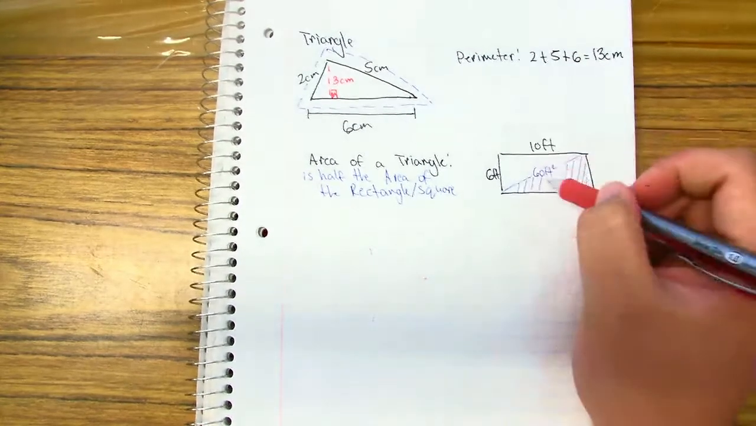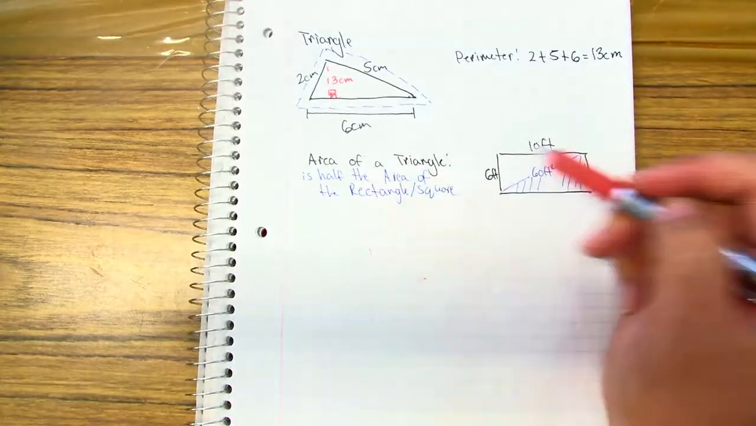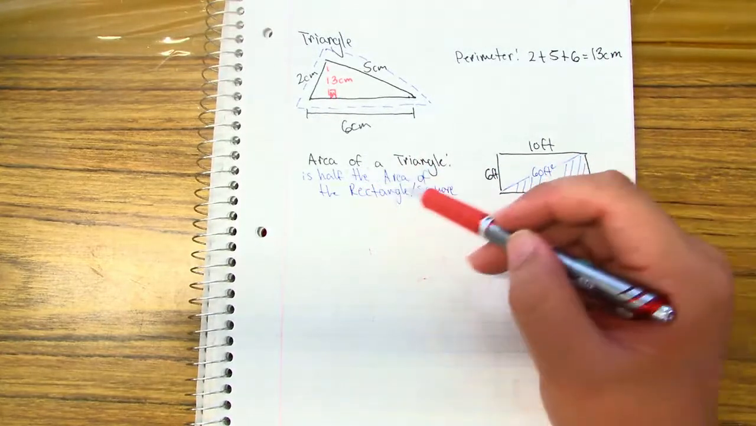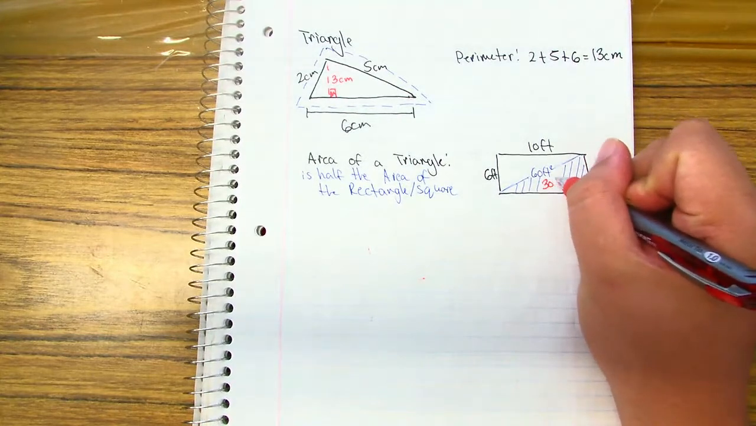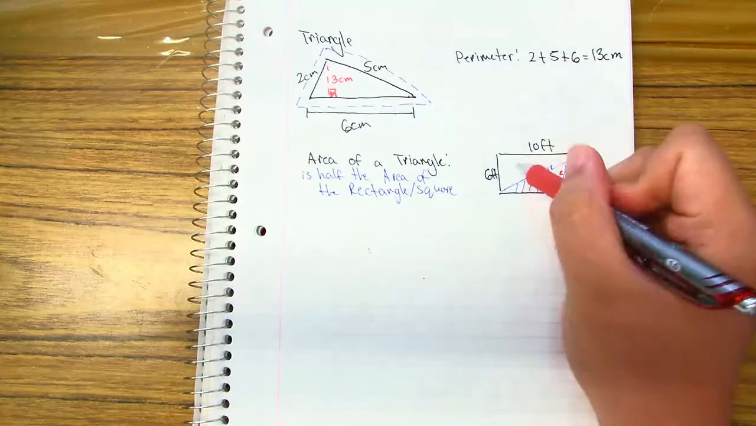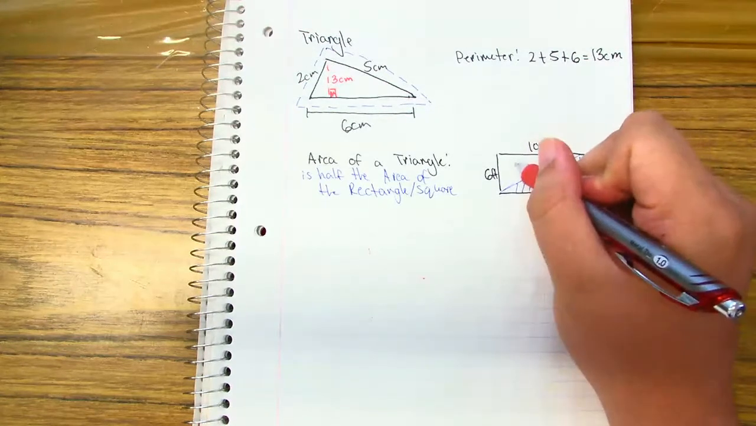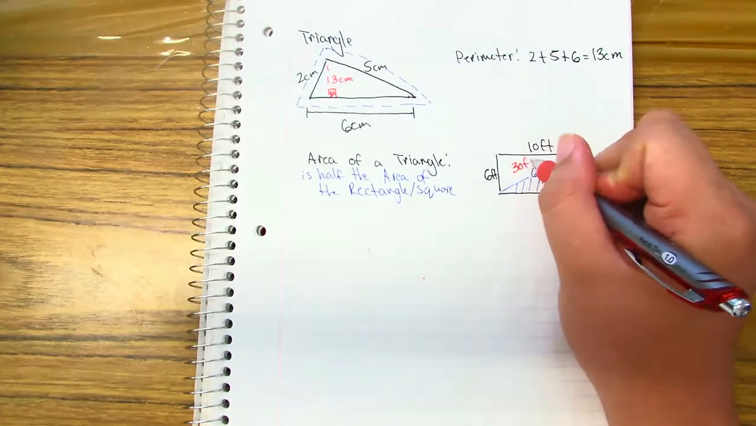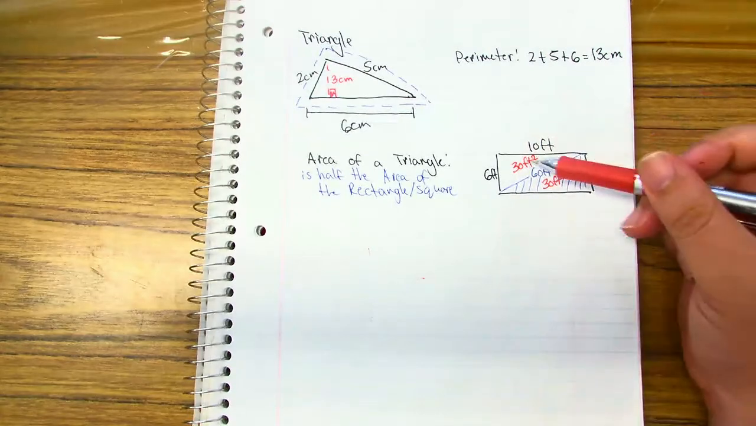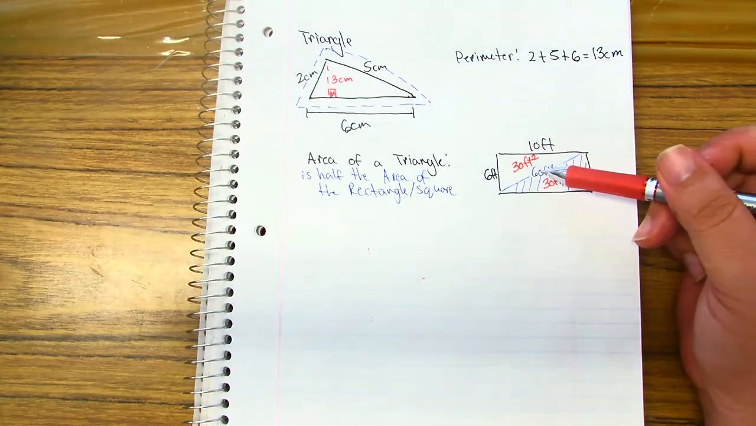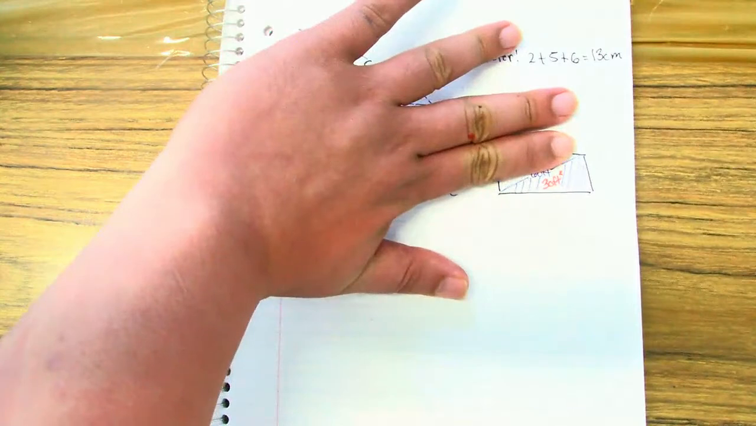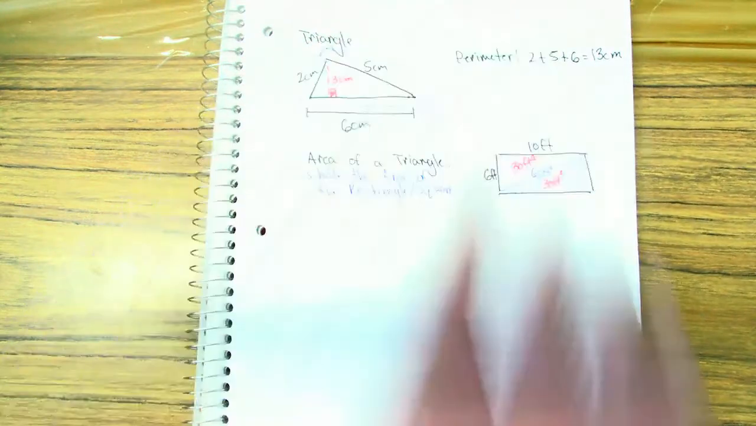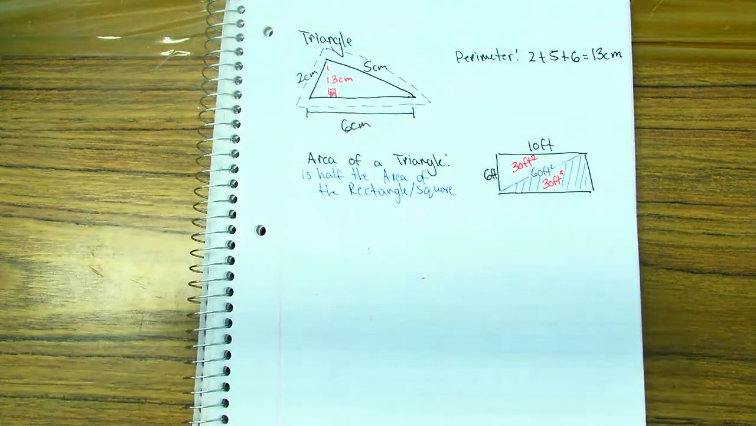If you use common sense, if you know that the area of a triangle is half the area of a rectangle or square, you know that half of 60 is 30 feet squared. And you know that the other half remaining is 30 feet squared as well. This makes sense because when you add 30 plus 30, you get 60. So if you're just focusing on the area of the triangle, that would equal 30 feet squared. And why does that make sense?